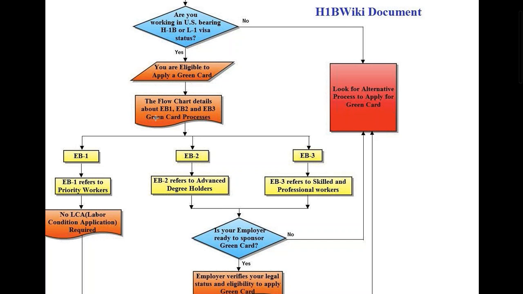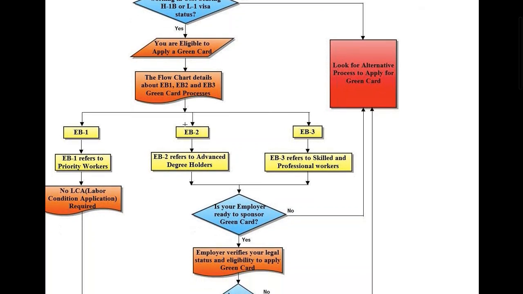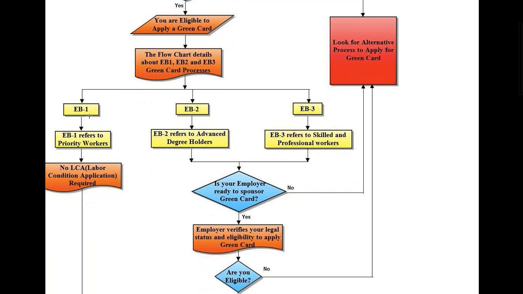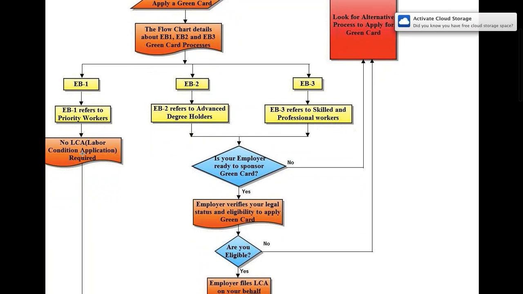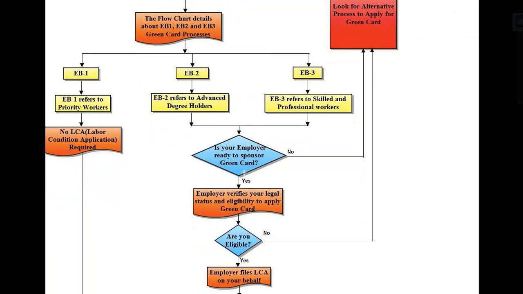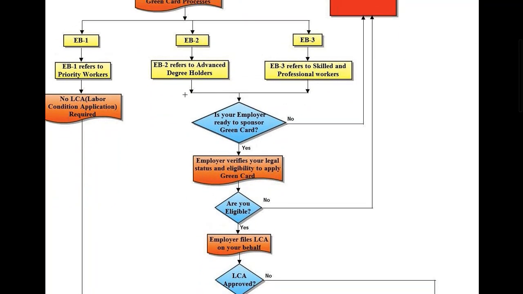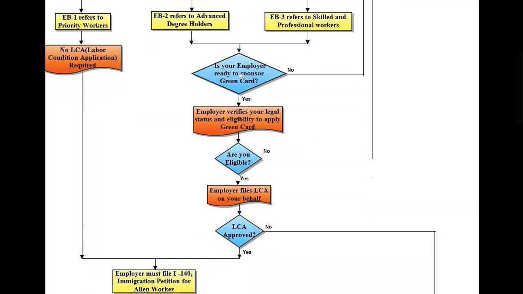Then the flowchart details the EB1, EB2, EB3 green card process. This is the document symbol. Okay, so EB1, EB2, EB3. What is this? This is a case structure, right? If it is EB1, you go this way. If it is EB2 or EB3, you go this way. And these are the process symbols, the rectangle boxes. And then again, going to a decision symbol.